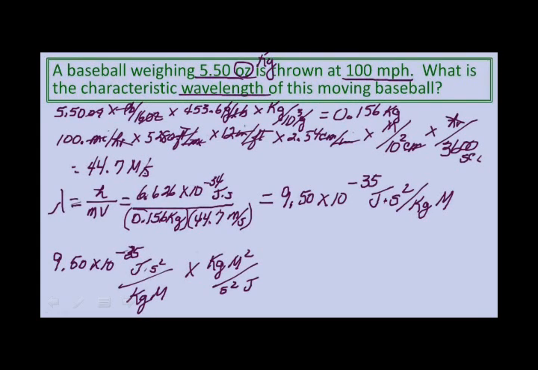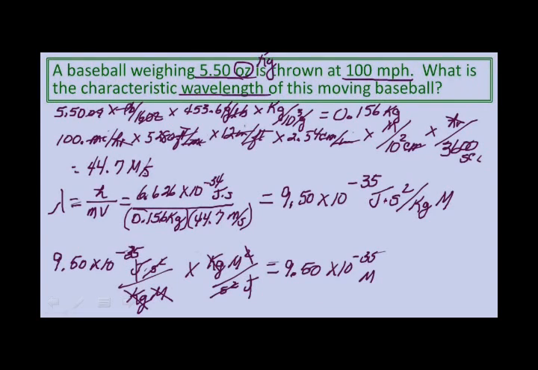Now watch what happens. Joules will cancel. Second squared will cancel. Kilograms will cancel. And meter will cancel the square and leave me with meters. And this comes out to be, when I work it through, 9.50 times 10 to the negative 35th meters. But I don't want it in meters.